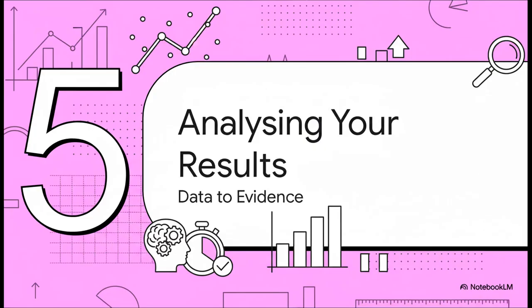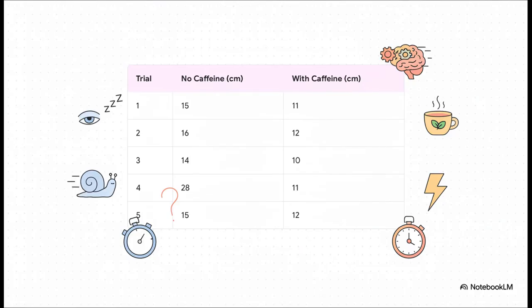Right. You've done the experiment, you've collected all your data, the mission now enters its next phase, analysis. How do you turn a boring list of numbers into a clear scientific conclusion? Okay, let's have a look at some sample data. We've got 5 trials for each condition, with caffeine and without. At a quick glance, the numbers for with caffeine look a bit lower, right? That suggests a faster reaction time.